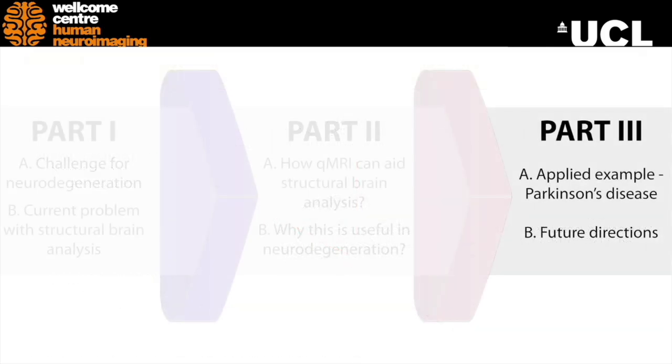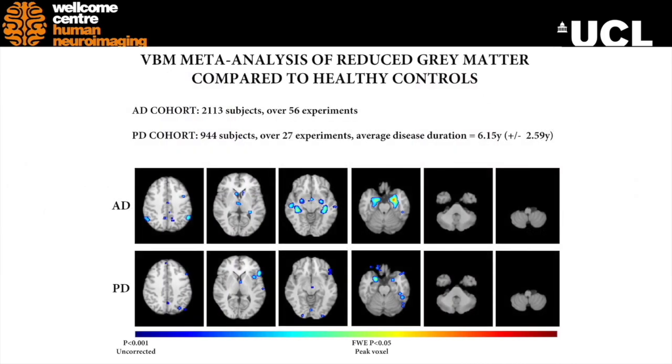So in this final section, I'm going to use Parkinson's disease to provide an applied example of these methods, and then briefly touch upon possible future directions in the field of neurodegeneration and quantitative MRI. So we've already seen this slide, but it's just to re-highlight that even with nearly 1,000 subjects' worth of T1-weighted MRI data in a meta-analysis, we're still unable to find the focal nigral atrophy that's the disease-defining hallmark of Parkinson's disease.